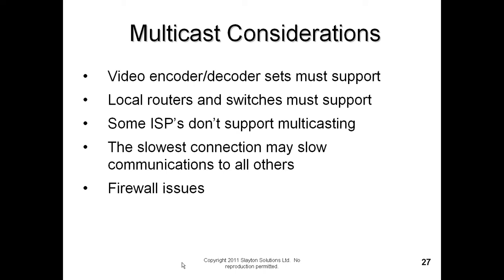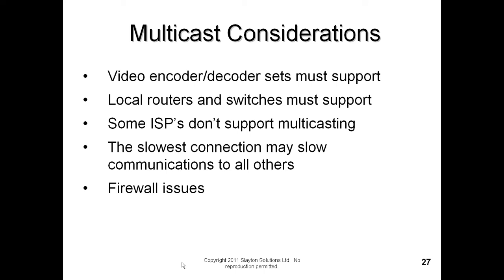I've read some papers that say that if one computer is slow, that could slow down the communication for others. There are firewall issues, and also understand this: multicasting is for live video only. Let me repeat that. Multicasting works for live video and live audio only. It's not for forensic, let's look at what happened yesterday. That's not going to happen with multicasting. Multicasting gives us live video now, not forensic video, not recorded video. So that's a consideration.